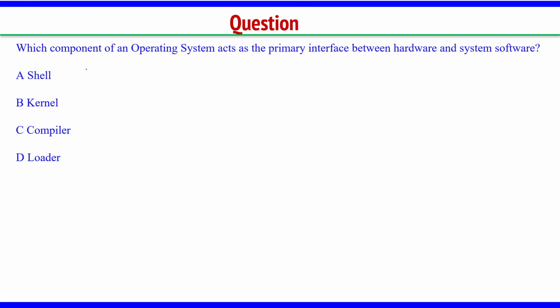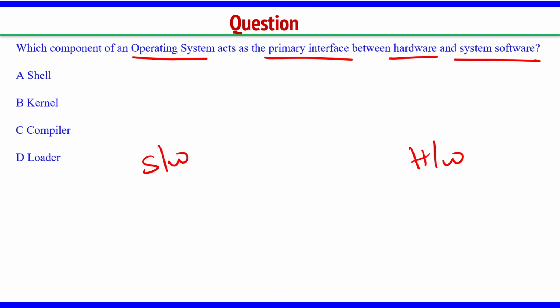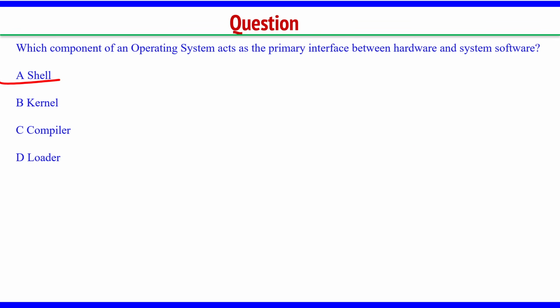The first question: which component of the operating system acts as a primary interface between hardware and system software? Hardware is here and there is some system software here. Which one acts as the primary interface? I repeat the concept here again. Four options are there: shell, kernel, compiler and loader. Which one do you think is the answer?